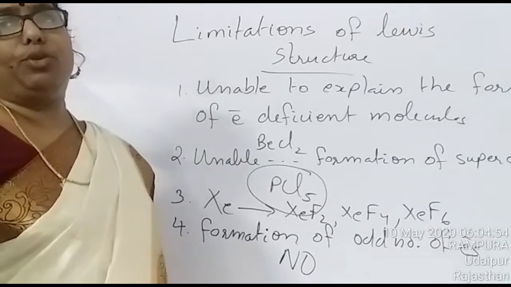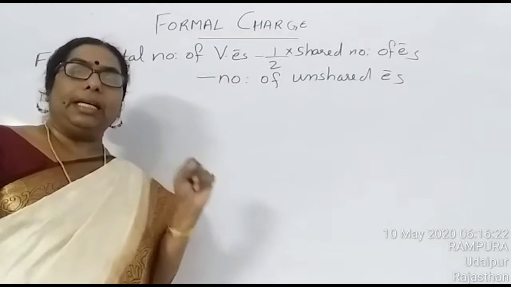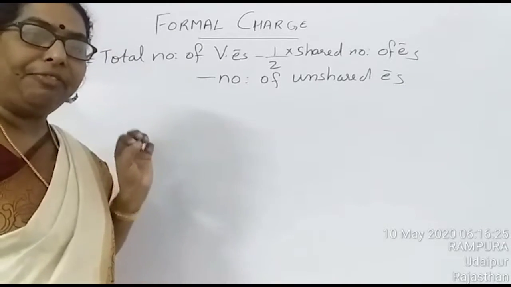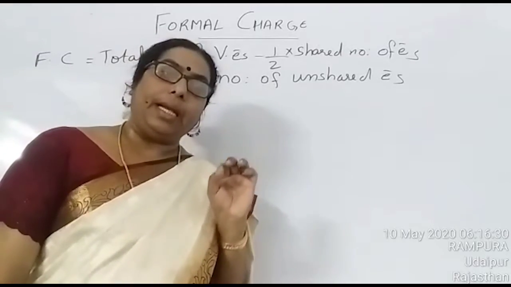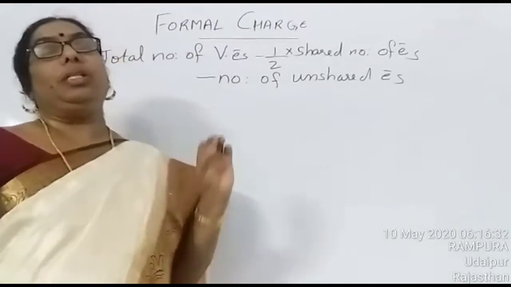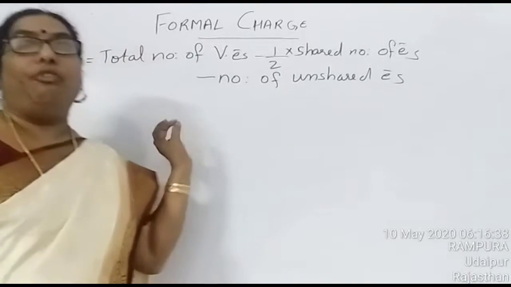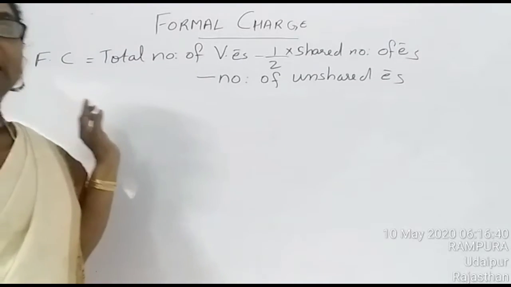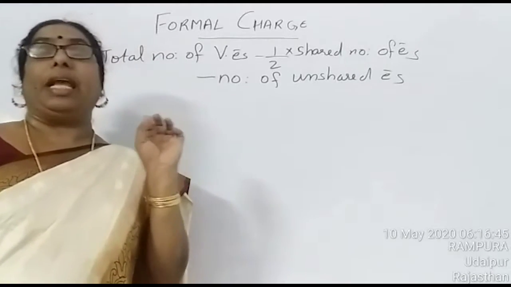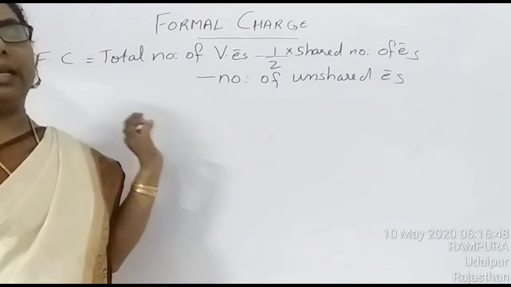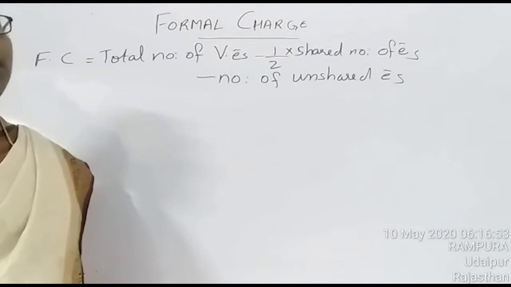The next topic we have to study is formal charge. Formal charge is the charge assigned to an atom, or it is the difference between the number of electrons possessed by an isolated atom and the number of electrons assigned to an atom in the Lewis dot structure. Is it clear? Formal charge is defined as the difference between the number of electrons of an isolated atom and the number of electrons assigned to an atom according to the Lewis dot structure.